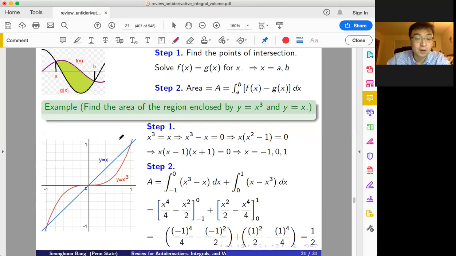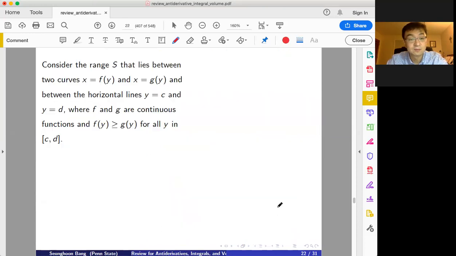So the key part is how you can find the intersection points, how you can set up the integral, and how you can find the antiderivative. The remaining part is just calculation. This is the whole idea.